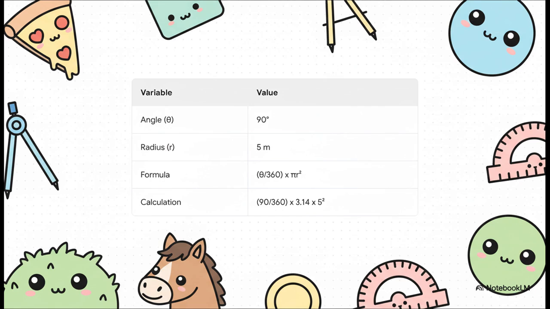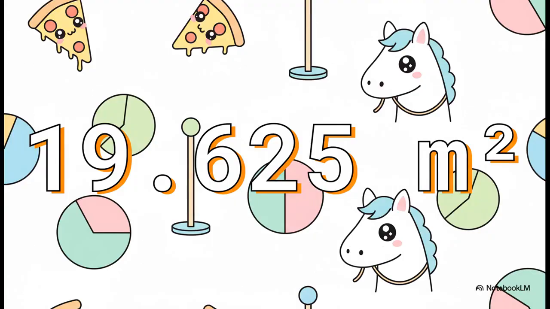We have 90 for our angle theta and 5 for our radius r. The whole calculation becomes 90 divided by 360 times pi times 5 squared. And when we crunch the numbers, we get 19.625 square meters. That's it. That's the exact area of the field the horse can graze. See? This isn't just abstract math. It has real, tangible applications.